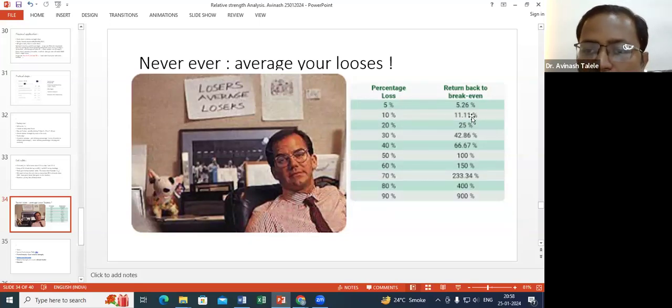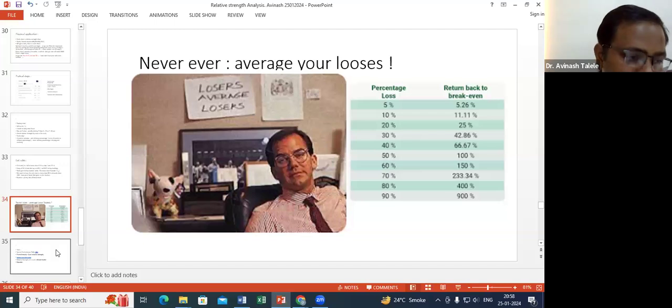10% loss, we need break even at 11%. If there is a 50% loss in one script, you need 100% returns to break even. If there is 90% loss, you need 900% gains to break even. So we are just wasting our time. If it is a loss, minor loss, get out.